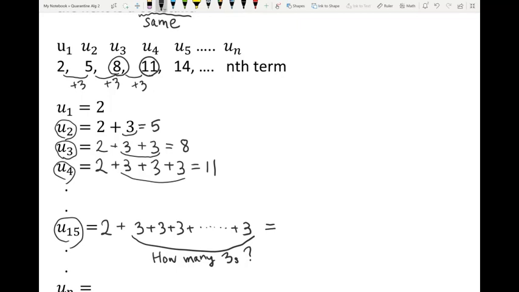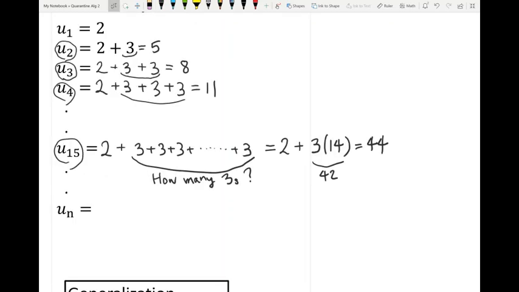So to figure out the 15th term, it is 2 plus how many 3's? You need 14 3's. Now 3 times 14 is going to be 42. So 2 plus 42, the answer is 44. So do you feel like you can figure out any term of the sequence now?